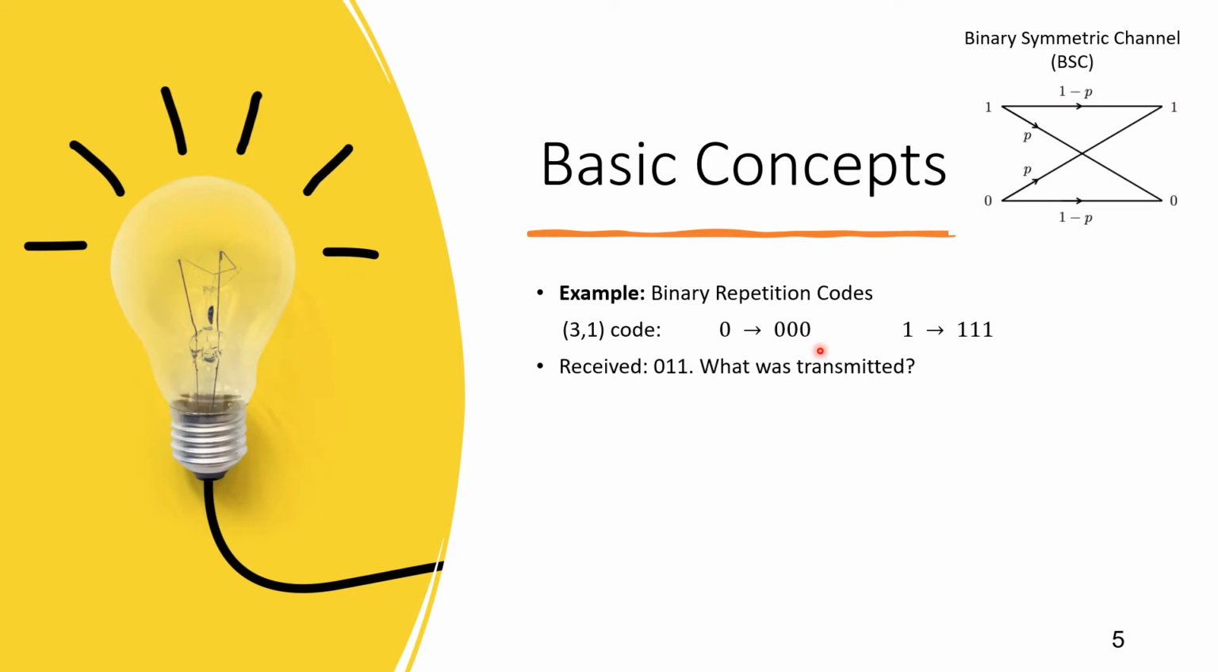Now what are we going to do is if we receive 0, 1, 1, what was transmitted? Okay, I know that all the possible scenarios are either 0, 0, 0 or 1, 1, 1. But due to the channel, I got 0, 1, 1. So what was transmitted? There are 2 scenarios.